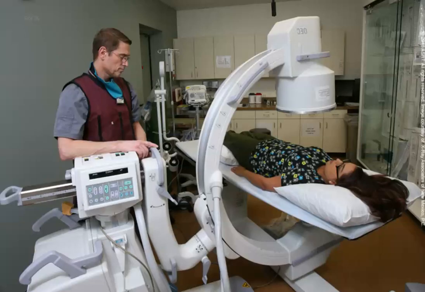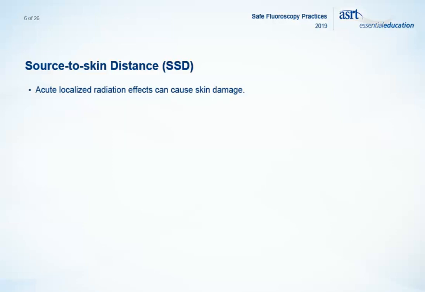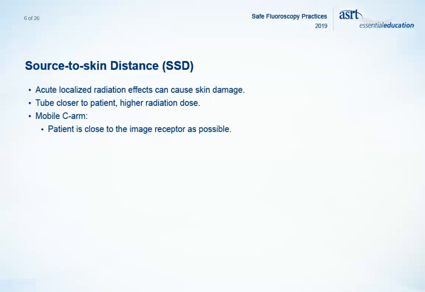Fluoroscopy operators must have a thorough understanding of different parts of the fluoroscopy unit and ways in which proper equipment use can limit radiation dose to the patient and personnel. Source to skin distance, or SSD, is important during fixed and mobile fluoroscopic procedures, and especially during interventional radiology and cardiac catheterization procedures, because acute localized radiation effects can cause skin damage. The closer the X-ray tube is to the patient, the higher the radiation dose, given the inverse square law. For a mobile C-arm, the patient should be positioned as close to the image receptor as possible, because this increases the SSD on a fluoroscope with a fixed source-to-image receptor distance.